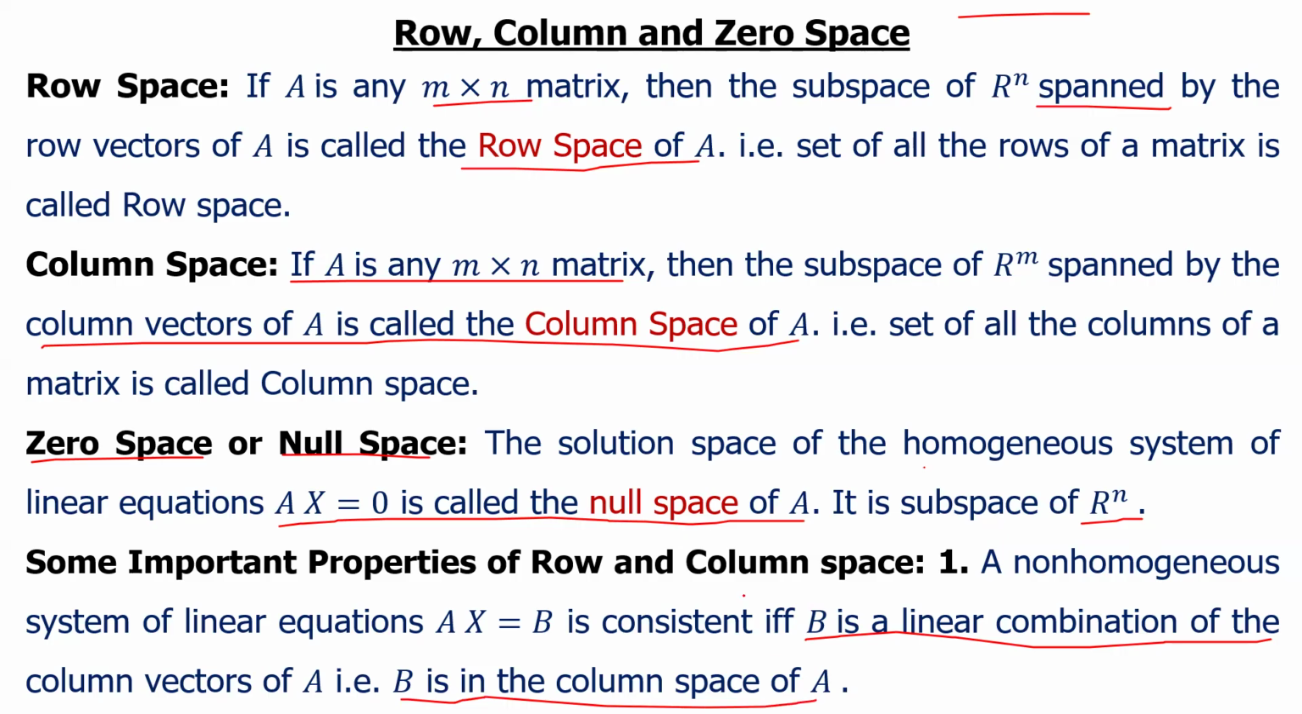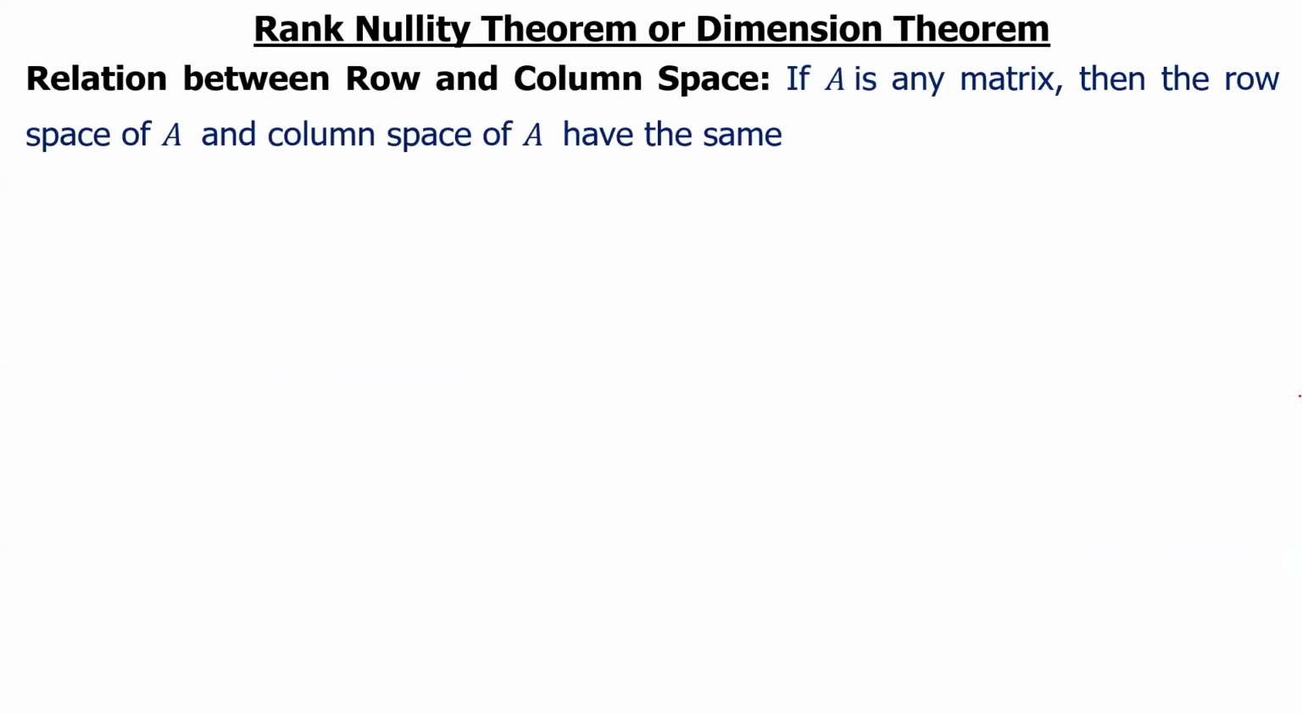Now, let us define the rank-nullity theorem, or dimension theorem. Relation between row and column space: if A is any matrix, then the row space of A and the column space of A have the same dimension.